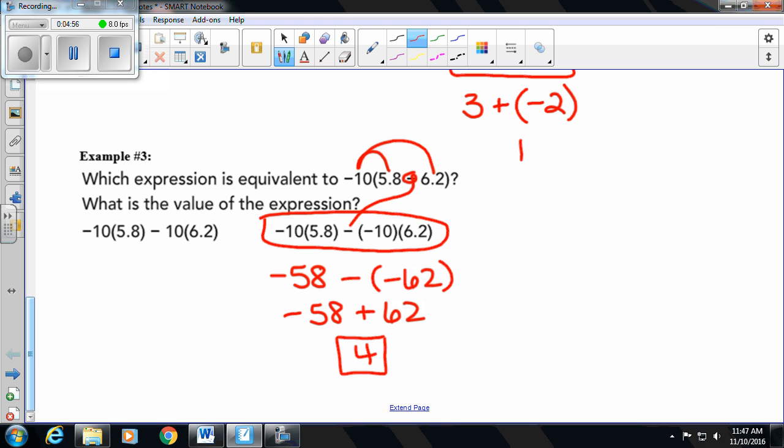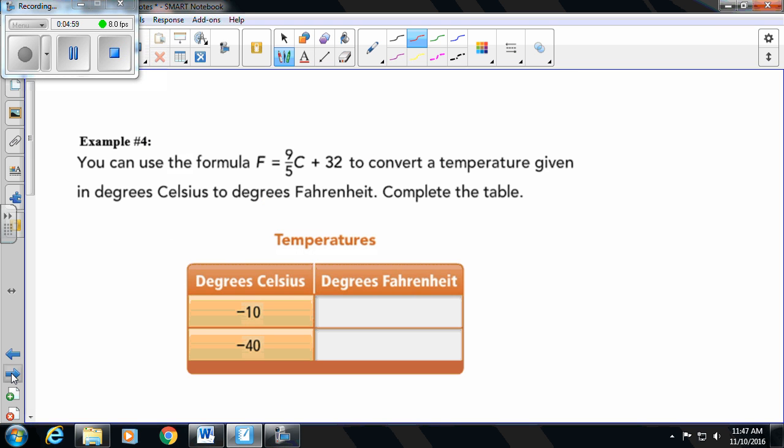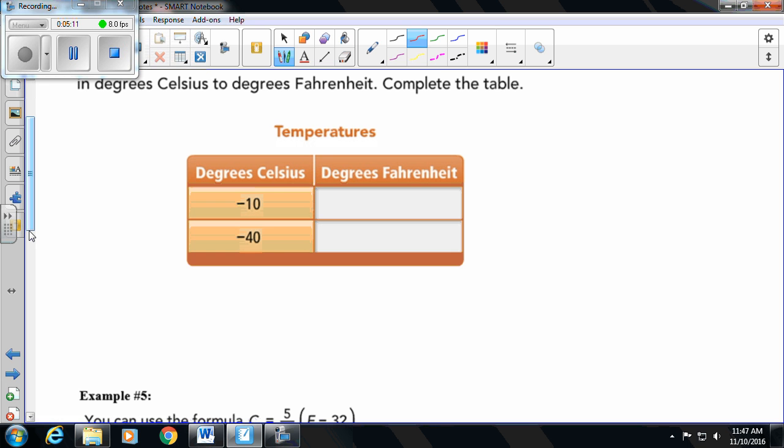So again, I want you to use the formula F equals 9/5 C plus 32 to convert a temperature given in degrees Celsius to degrees Fahrenheit, and they want us to complete the table. So let's do the first one together. We want to plug in -10 for degrees Celsius.